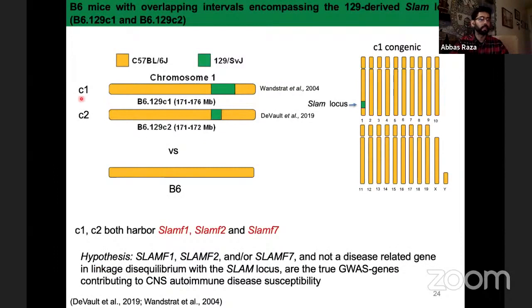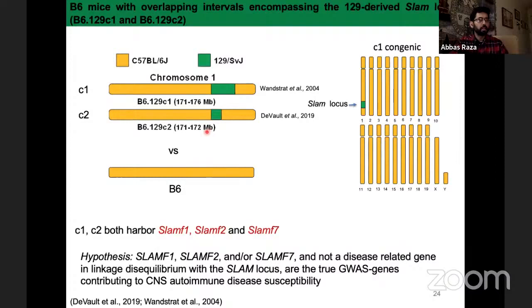So we have a C1 congenic mouse. The background is B6, and only the SLAM locus is different. So C1 has a 129 interval. All the other genome is B6 except for the SLAM locus. And we wanted to compare this with B6. And the hypothesis was, if this is different from B6, it means the SLAM locus is important.